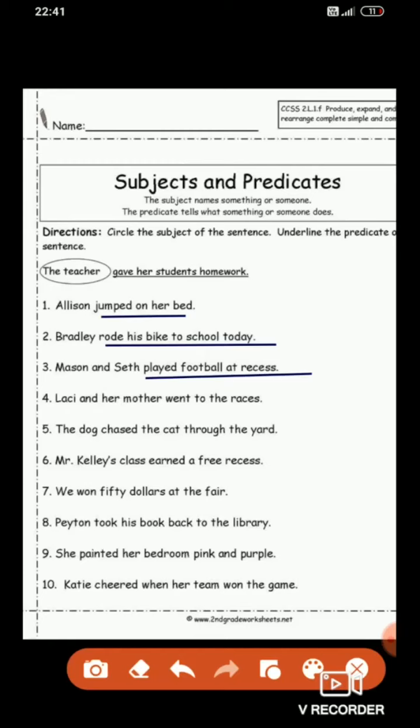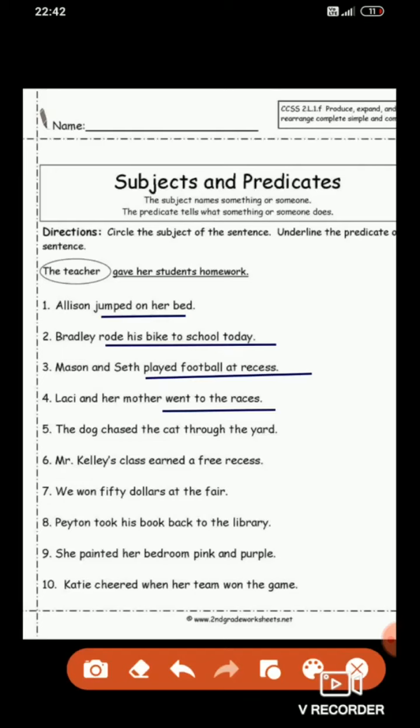Clear? Next, Lassie and her mother went to the races. Now, went to the races, this is a predicate. Why? Because it starts with the verb. What is the verb here? Went. And Lassie and her mother, that is the naming part. So, that is the subject. Clear?